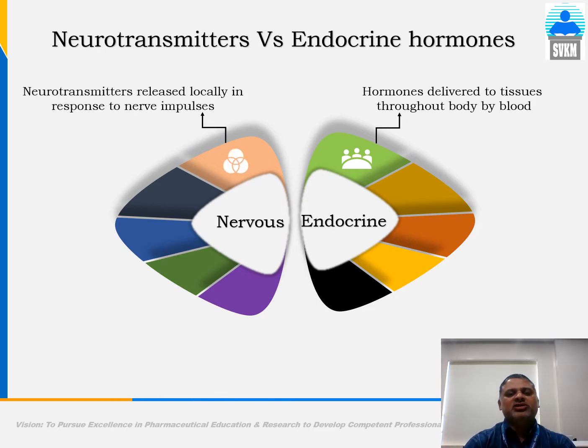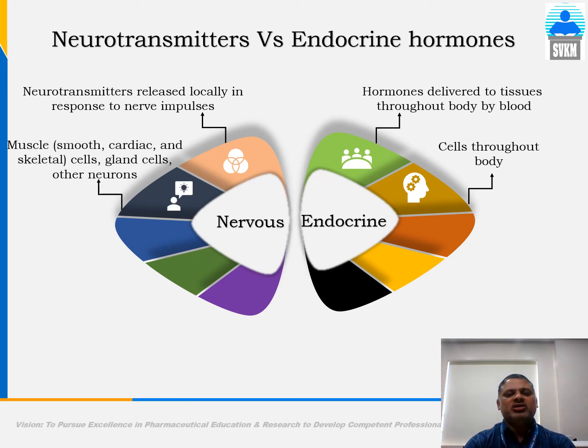In the case of the nervous system, it releases neurotransmitters basically locally in response to nerve impulses. Second point, the endocrine hormones act throughout the body cells, while the neurotransmitters released by the nervous system basically act on specific muscle, smooth muscle, cardiac muscle, skeletal cells, glands, or other neurons.